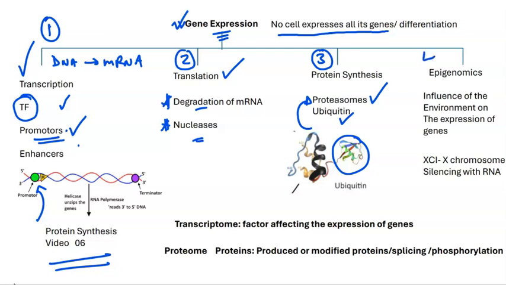And a fourth way in which gene expression can be regulated is what's called epigenetics, in which we will study how the environment can influence the expression of genes, and in certain cases how this can actually be inherited as well.